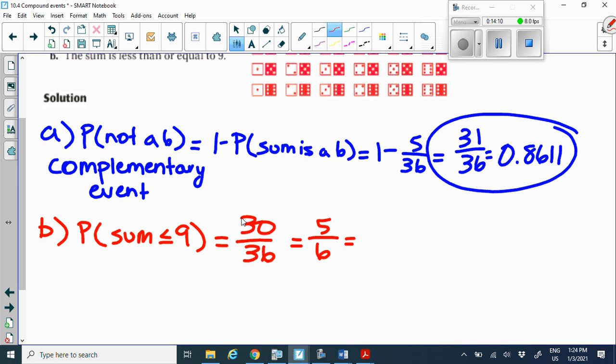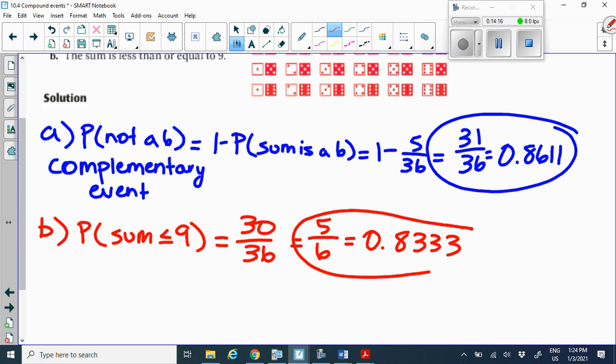Or what we can also do is write it as a decimal, which is going to be 0.8333. And that'll be our final answer.